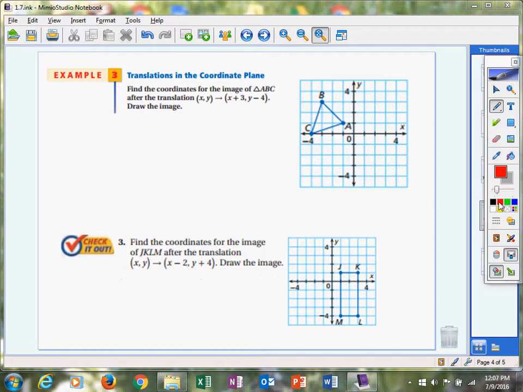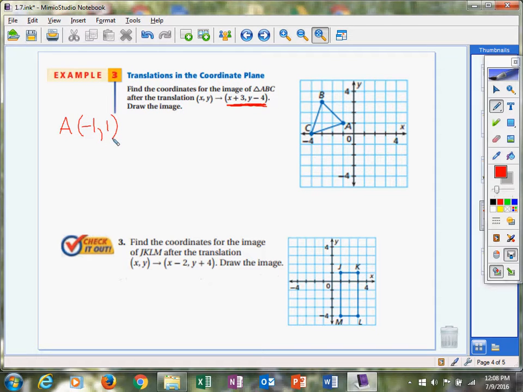They're saying the image should be this. When it's all said and done, you should take each of the x's and add 3, and then you're going to take each of the y's and subtract 4. Okay, so let's start with point A. A is currently located at -1, +1.